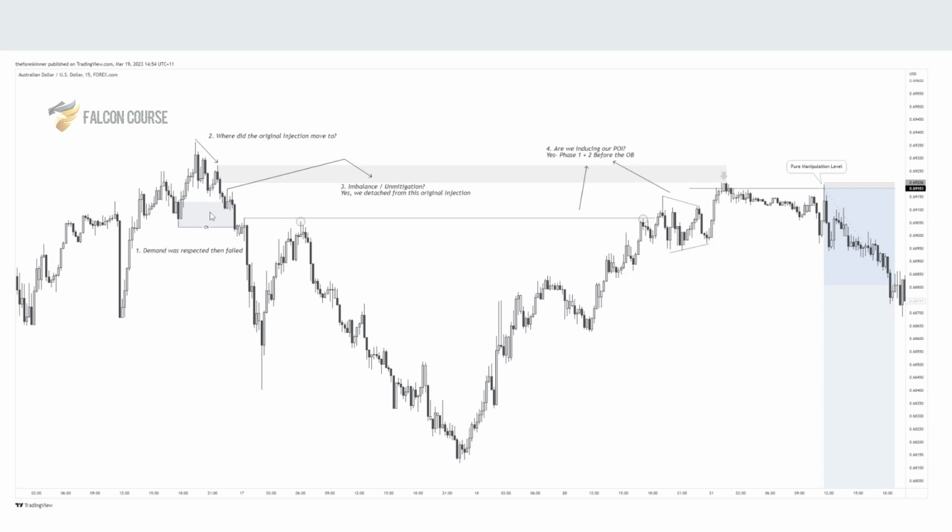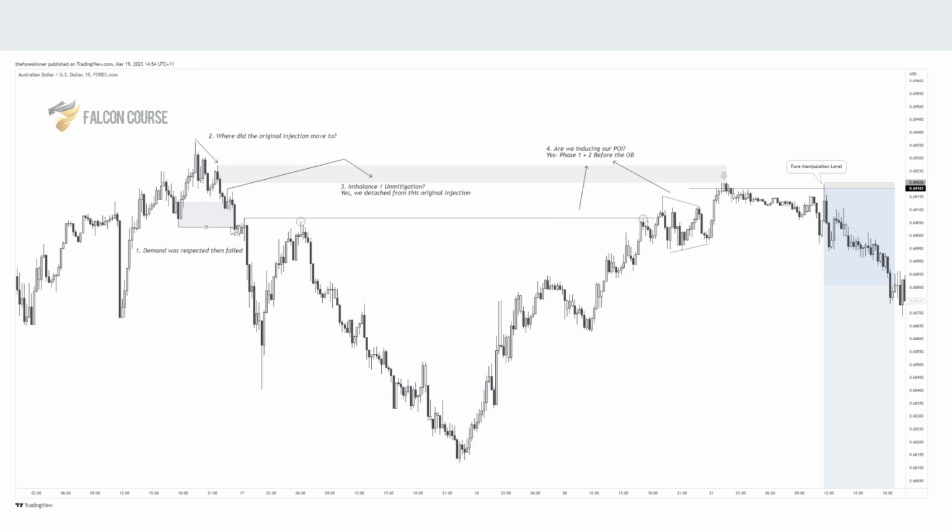So first things first, this may be 2 days before this, something like that, or 3 or 4. But demand was respected at this point. We had this pull up, and then it failed. So really important that demand gets respected before we break. Here we had demand, and see these wicks reacting, pushing off that demand area, and then us having that break.